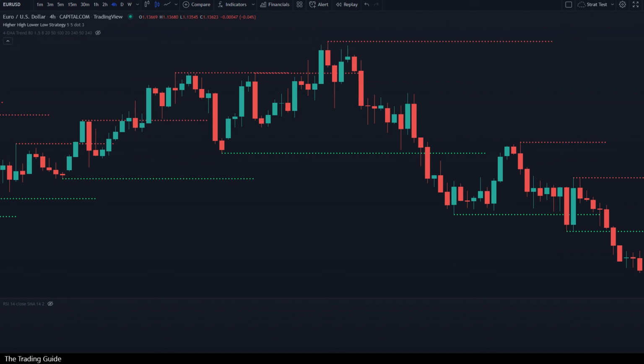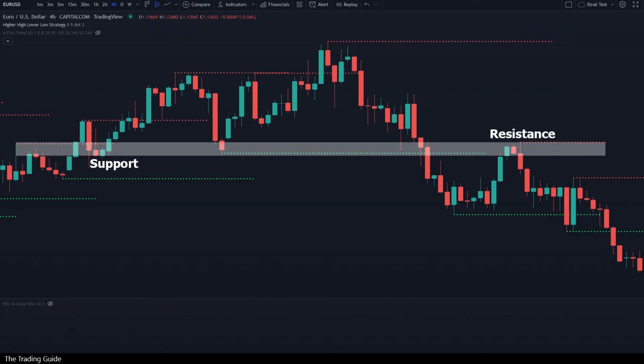The red lines are the latest highs and the green lines the latest lows. And in this chart I can see an area where price had support. Then this candle is breaking the zone and then it turns into a level of resistance. At least this is my assumption.